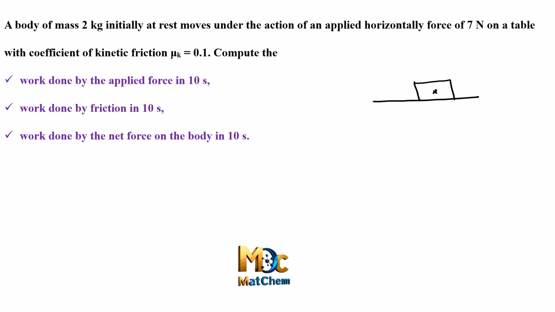If this object is on the table, we know that its weight will be acting downwards. That means mass is m, so this will be mg. The normal reaction will be acting vertically upward, which is equal to R. If you are applying a force in the horizontal direction, obviously the frictional force will be acting in the opposite direction.